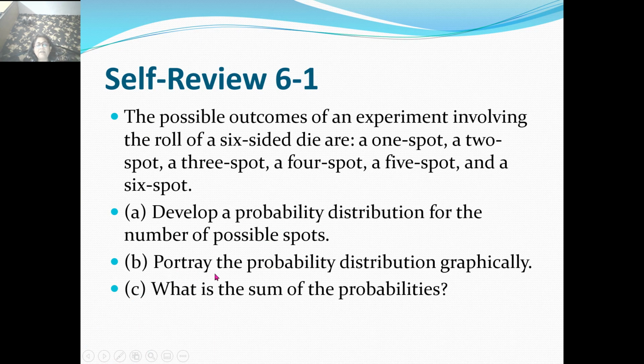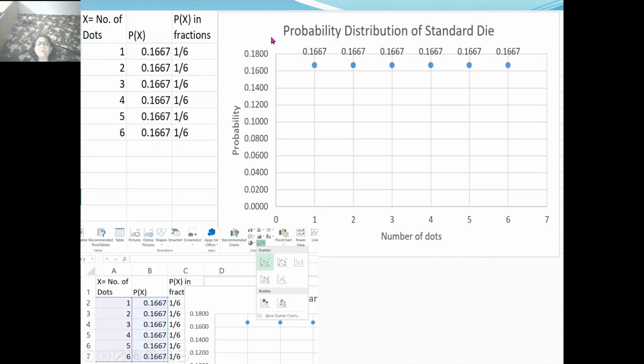Part B is that you have to portray the probability distribution graphically. So what you have to do is, on the y-axis you will show probability, whereas on the x-axis you can show the outcomes. So outcomes are from 1 to 6. You can see against 1 I have plotted a number, which is 0.1667, and so on. So we have seen that for all the outcomes the likelihood is the same.